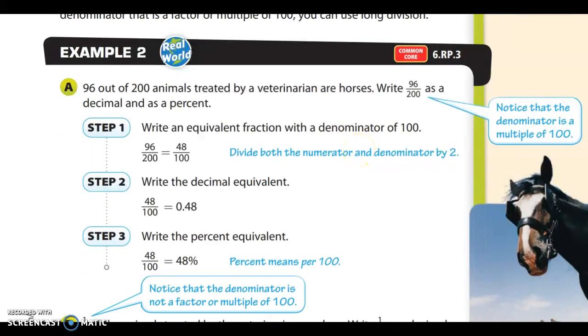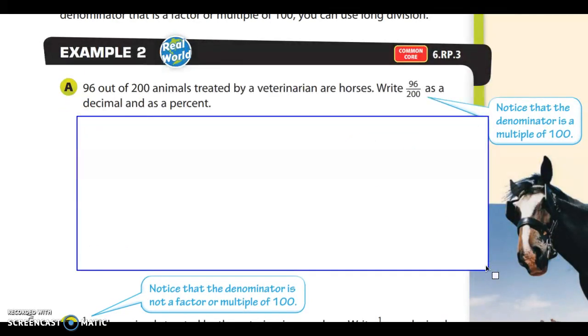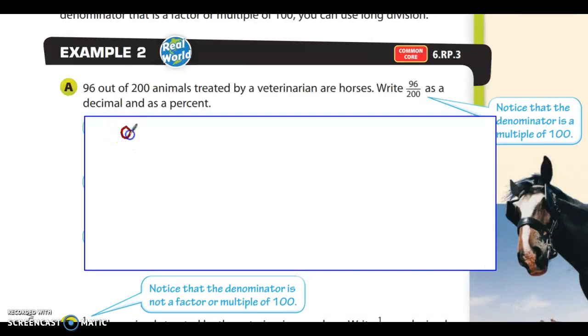So if you go to example 2, I like to cover up what they have in the book here. A reads, 96 out of 200 animals treated by a veterinarian are horses. Write 96 out of 200 as a decimal and as a percent. So if you just write this as a fraction, 96 out of 200. Go back to, what does this percent mean? What does this word mean? I've emphasized it in previous lessons. Percent means literally out of 100. Now if you memorize what that means, it's going to help you figure out a strategy.